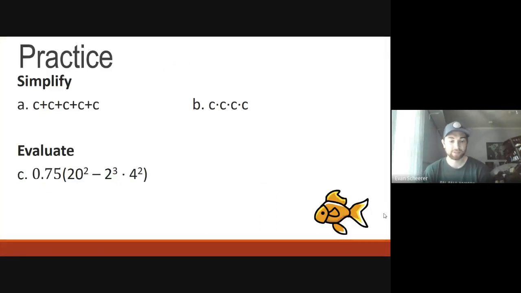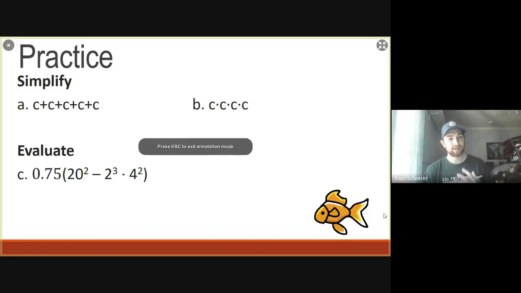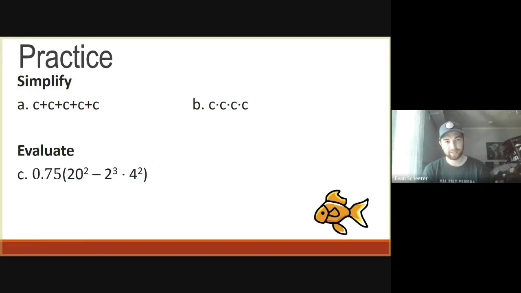All right, so let's do some practice. Let's just kind of compare A and B. They look very similar, right? But remember, when we have the plus sign, we just put the number in front. So what we do, we have 1, 2, 3, 4, 5. C plus C plus C plus C plus C is 5C. C to the 5th would be wrong. C to the 5th is wrong. It's 5C because we are adding, right?